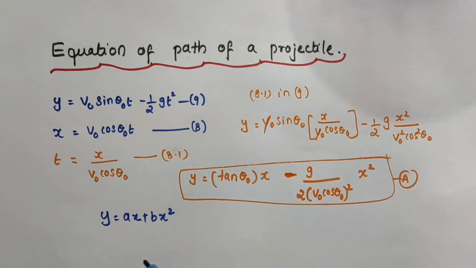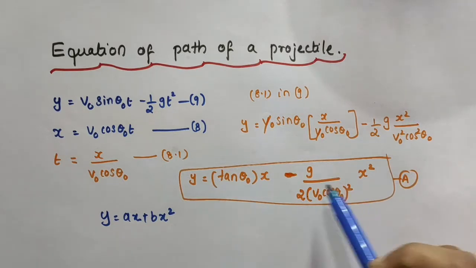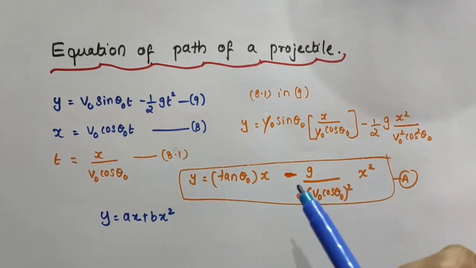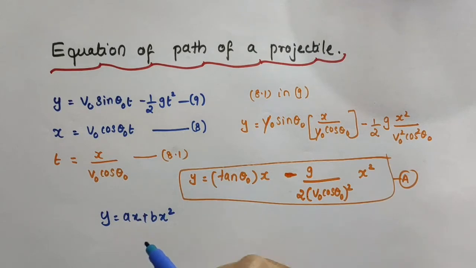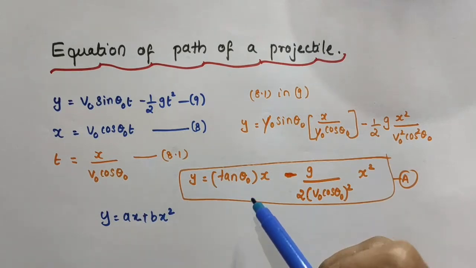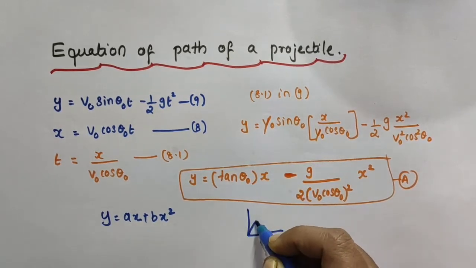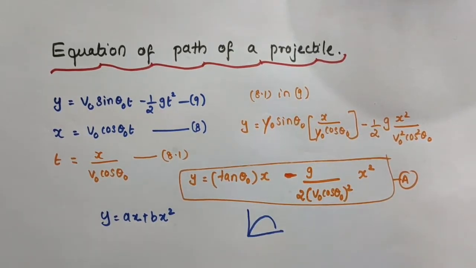This equation is quite similar to the equation of a parabola. So we can say that this is the equation of the path of the projectile, and it is similar to the equation of the parabola. So we can say that the path of a projectile is a parabola.